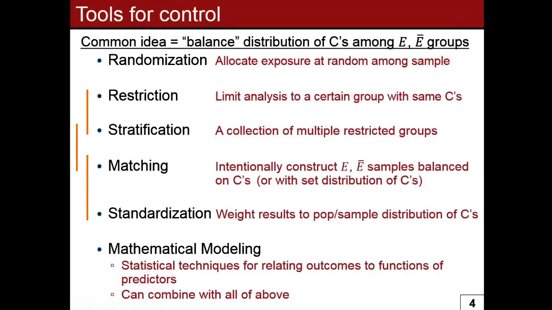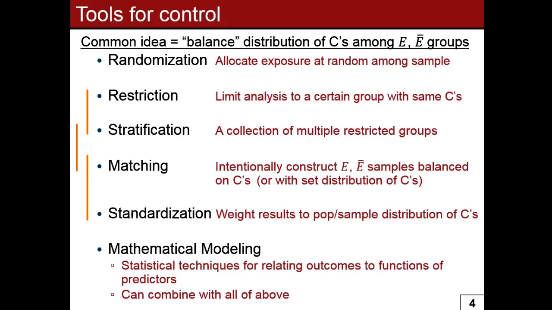So, this is a slide that we've seen before, that talks about six major methods for statistical control, or control inside of studies and analyses. And then this was matching. This was the idea that you intentionally construct your exposed or your unexposed, or your diseased and not diseased if it's a case control study. You intentionally construct these matched samples that are balanced on the covariates.